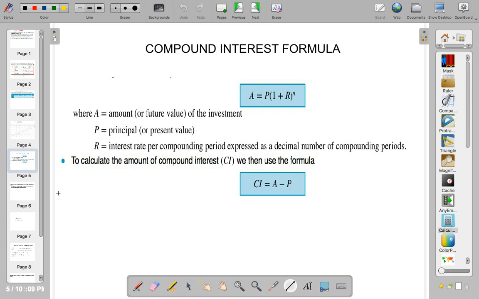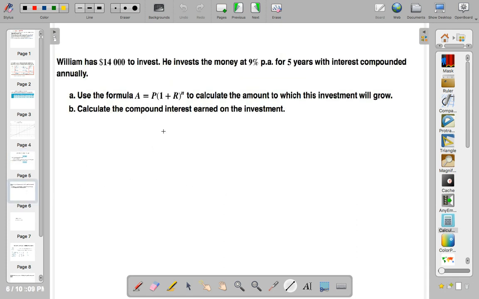We might try and do a question. William has $14,000 to invest. He invests the money at 9% per annum for 5 years with the interest compounded annually. Use the formula A equals P(1 plus R) to the N to calculate the amount to which this investment will grow. Well, let's start with that.